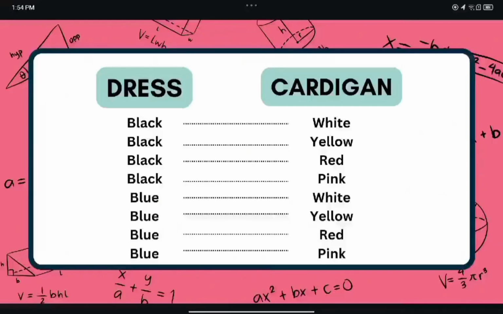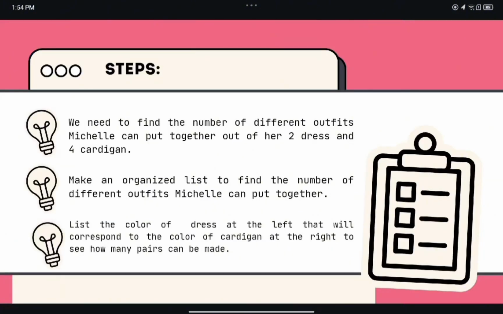Dito sa table, makikita natin na may 4 na choices ng cardigan si Michelle para sa black dress at 4 choices din na cardigan para sa blue dress. So kung babalikan natin sa naunang slide, step 3, list the color of dress at the left that will correspond to the color of cardigan at the right to see how many pairs can be made.